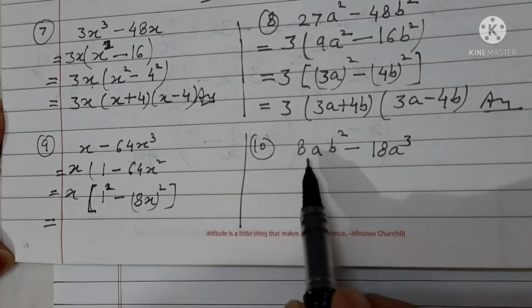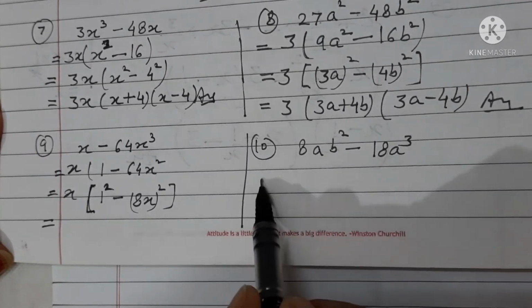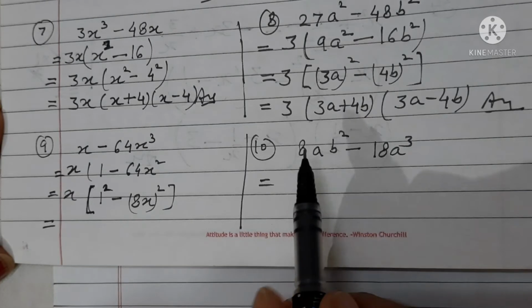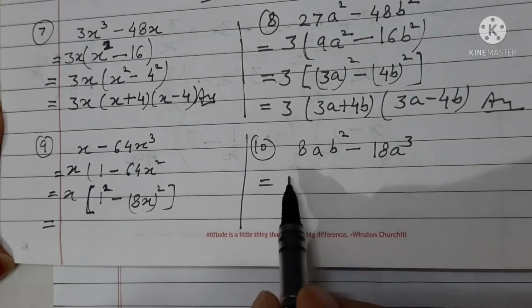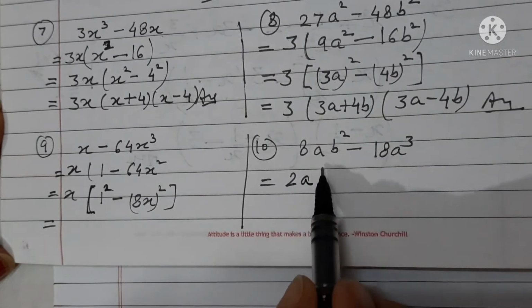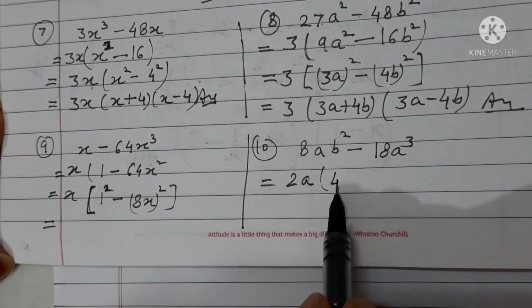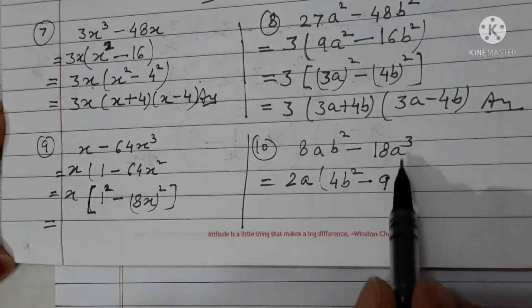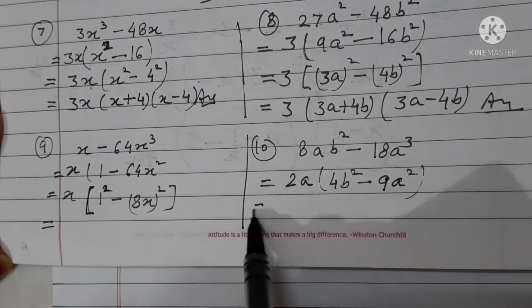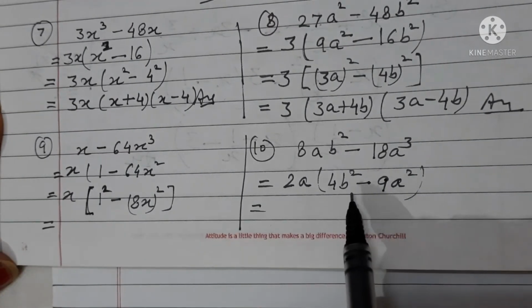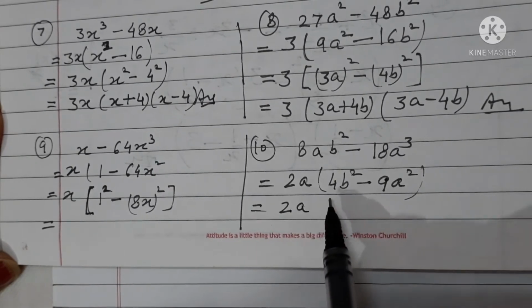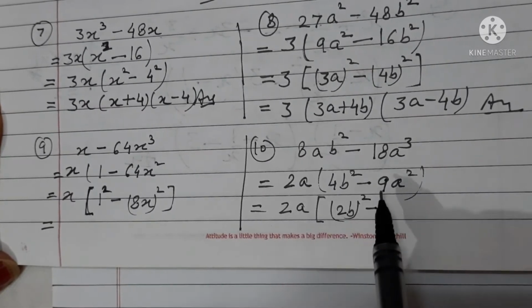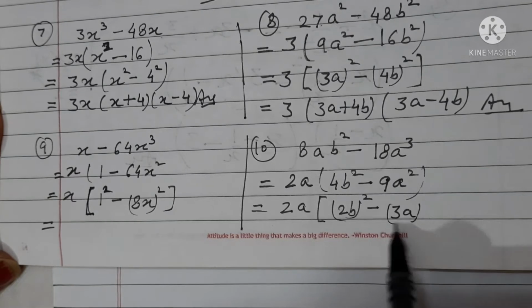Next, question number 10: 8ab square minus 18a cube. First step, taking out the common factor, where 2a is the common factor, 2 and a. So in the bracket, 2 4s are 8, so 4b square, minus 2 9s are 18, so 9a square. Now make it the square form of a square minus b square. So write down here 2b whole square minus 9, meaning 3a whole square.